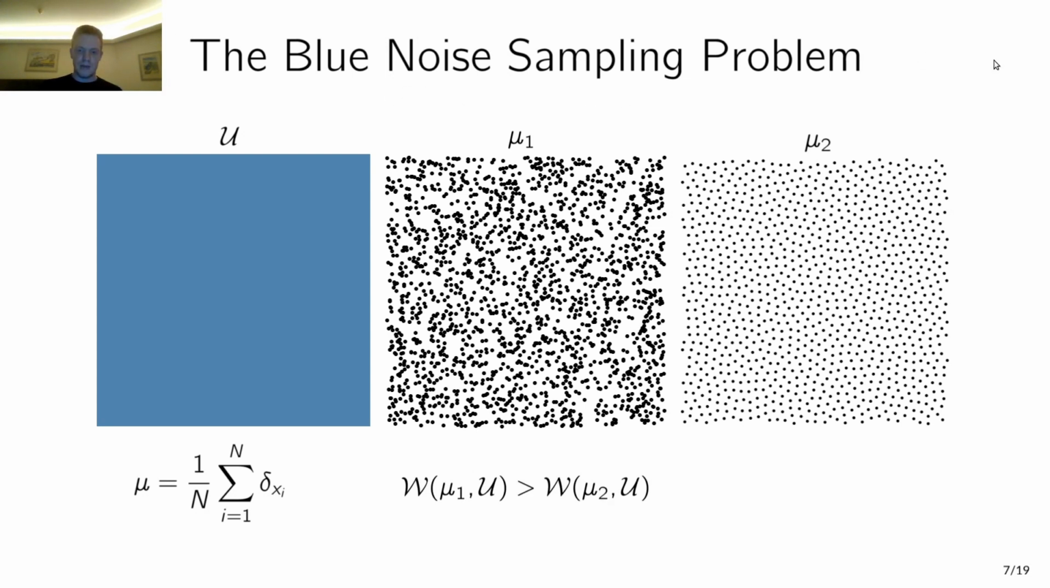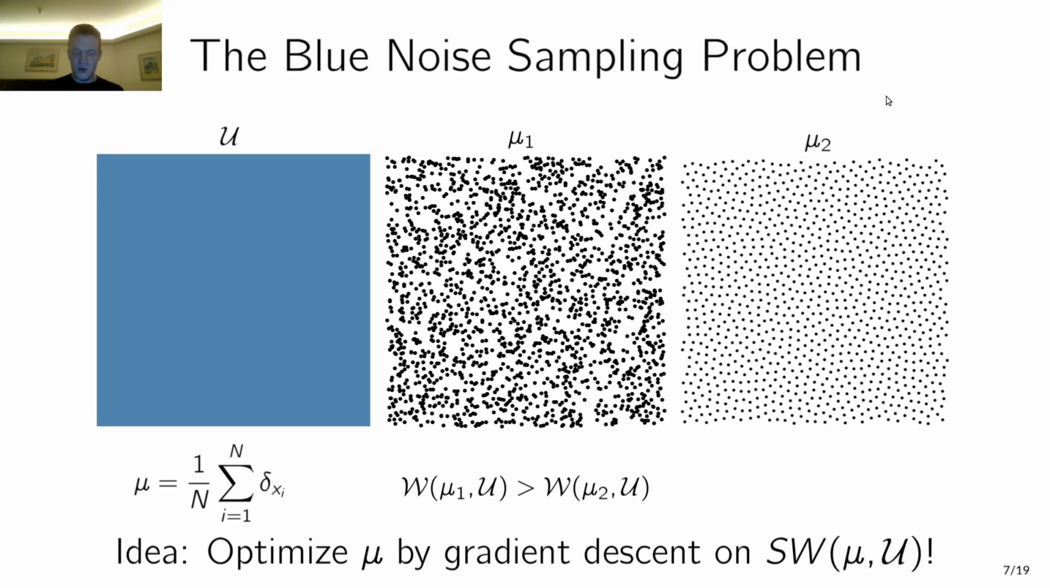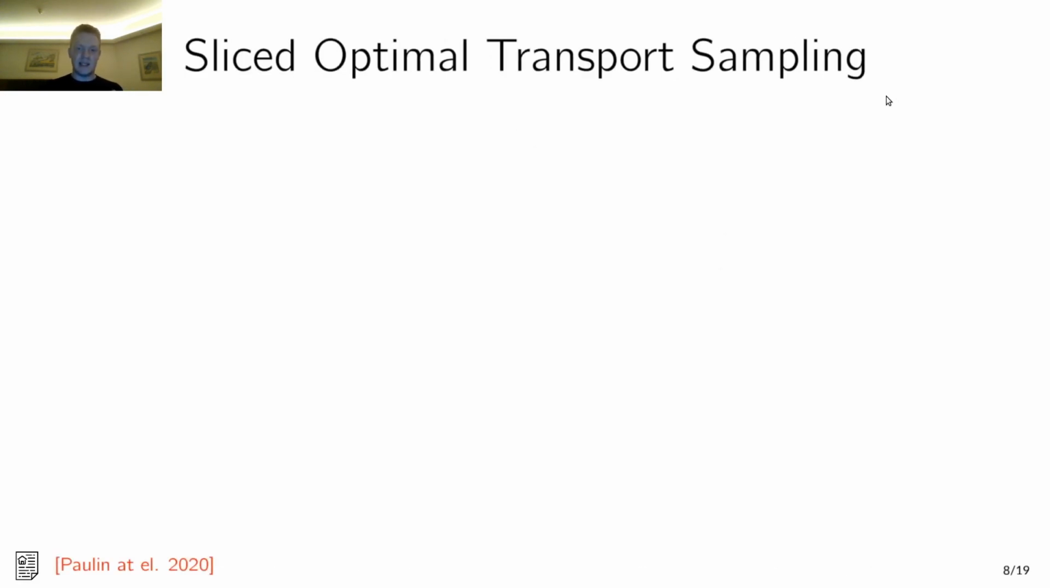Okay, and so once again, a very natural idea. Obviously mu1 is way easier to generate, right? Because all you have to do is to sample the points. But you could start from mu1 and optimize it step by step by gradient descent to minimize its distance to the uniform distribution to get mu2, which is a blue noise point cloud. Okay, so it is a very natural idea, and this is precisely the idea behind sliced optimal transport sampling. So it is basically a stochastic gradient descent on the distance between your distribution and the uniform distribution, or actually any distribution that you would like.